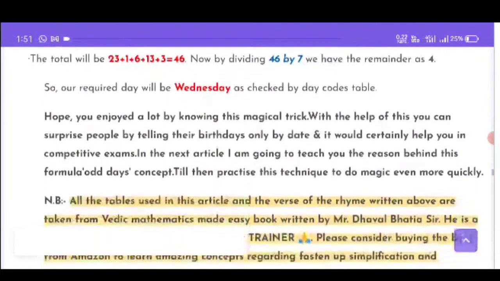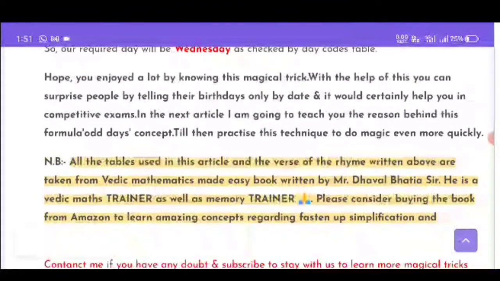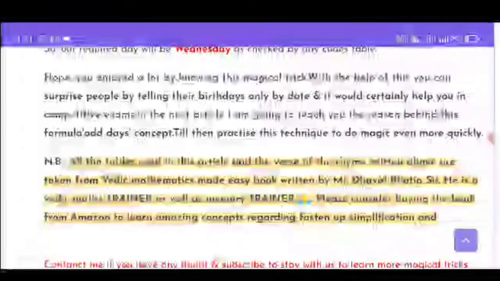Hope you enjoyed knowing this magical trick. With the help of this, you can surprise people by telling their birthdays only from the date, and it would certainly help you in competitive exams. In the next article, I am going to teach you the reason behind this by the odd days concept.